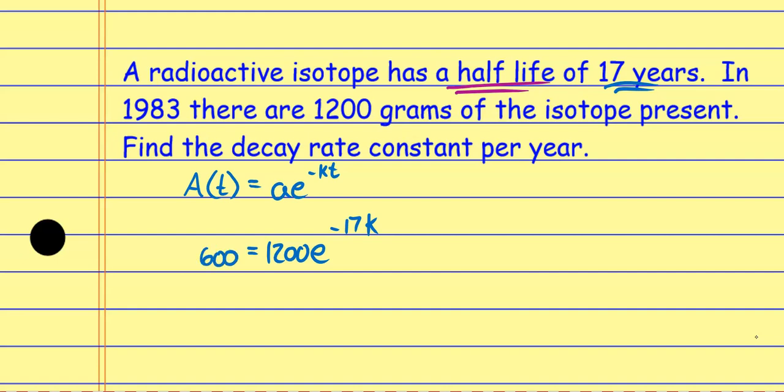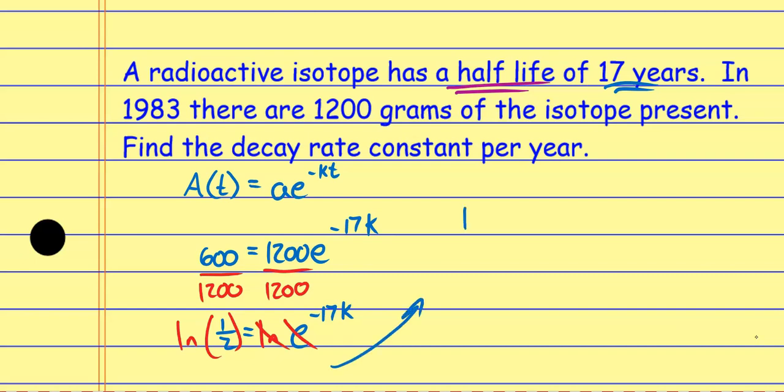And now, once again, I can find the decay rate of this thing. So I divide each side by the 1,200. So I get 1/2 equals e to the negative 17k. And now, once again, I need to cancel out e raised to a power, so I need log base e, which is the natural logarithm. And whatever I do to one side, I have to do the other side. And once again, log base e and e cancel each other out. This guy cancels with this guy. And so here's what I'm left with.